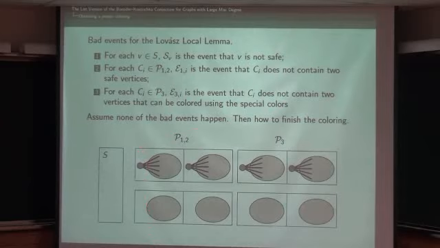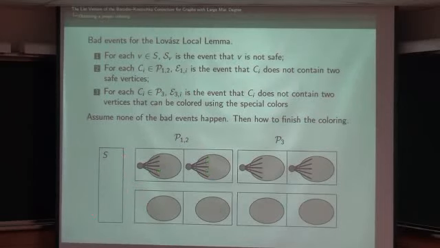So if we assume this doesn't happen, then I'll demonstrate how to finish the coloring. And after I demonstrate how to finish the coloring, I'll show you one case of how we force this. So let's see some series of nice pictures, right? So let's assume none of these bad events happen. So that's what this means, right? The green means that vertex is safe.